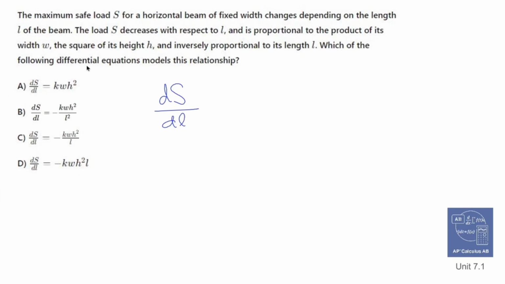So it looks like 3 things that we're looking at here. First things first, the load decreases with respect to L. Okay, so that's going to give us a negative going on here. Now, proportional relationships are given to you in the form y equals kx. This is telling me proportional to the product of its width and the square of its height. So we're going to have a k, we're going to have a w, and its height squared.